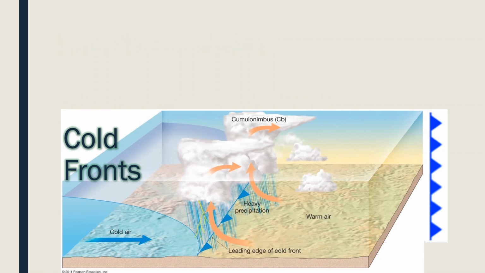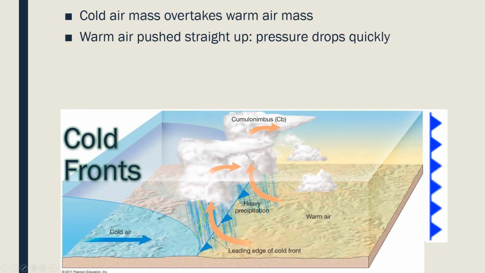So the first one is a cold air front, where you have a cold air mass over here and a warm air mass over here. And the cold air mass is overtaking the warm air mass. It's pushing into it. Now, cold and warm are relative terms. This could be a 65-degree air mass, and this could be a 75-degree air mass. It doesn't have to be freezing and hot, right? This could be a 40-degree air mass, and this could be a 25-degree air mass.